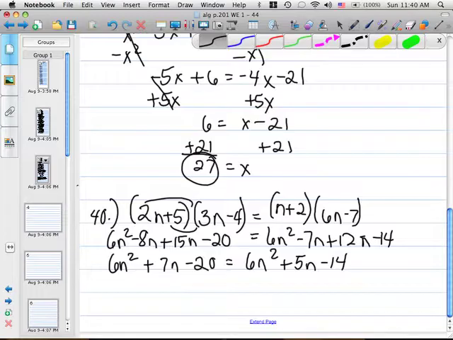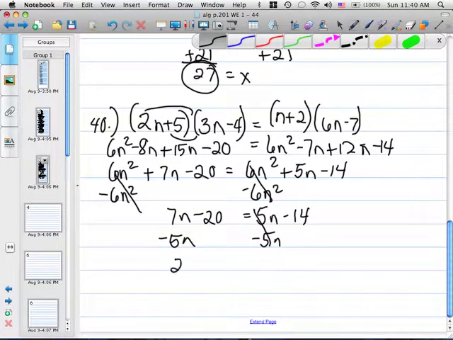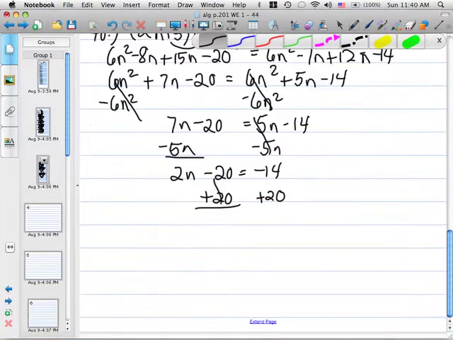Now get the variable on one side starting with the n squared. So we subtract 6n squared from both sides. And now we have 7n minus 20 equals 5n minus 14. I'm going to subtract 5n from both sides. So that leaves me 2n minus 20 equals negative 14. Add 20. And that leaves me 2n equals 6. Divide by 2. And my answer is n equals 3.